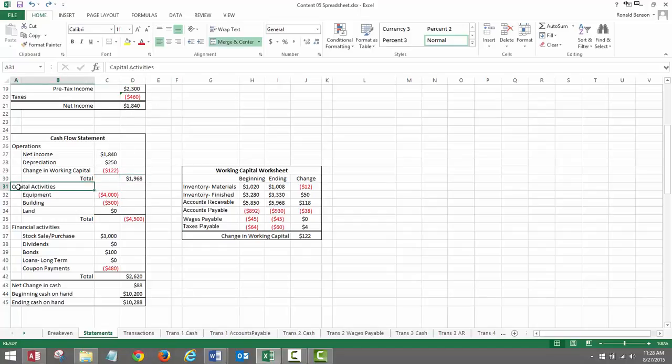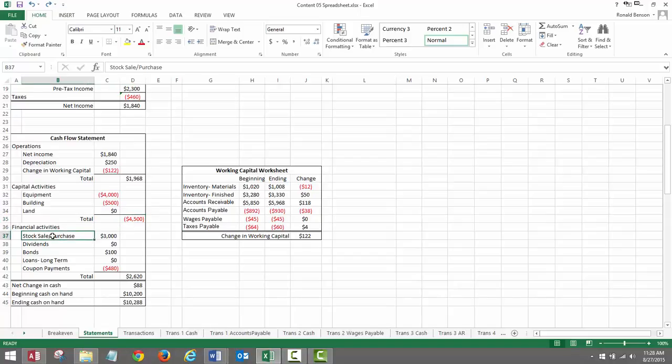Then we have capital activities. Did we buy any equipment? Yes, we bought something for $4,000, and so that comes out of cash. We did some building improvements, cost us $500. Land, no change. These are our capital assets. And so these two items reduced our cash by $4,500.